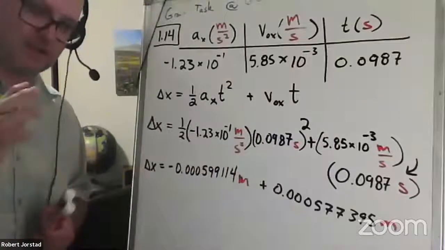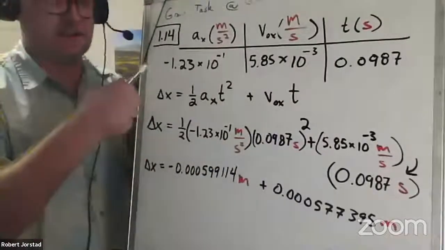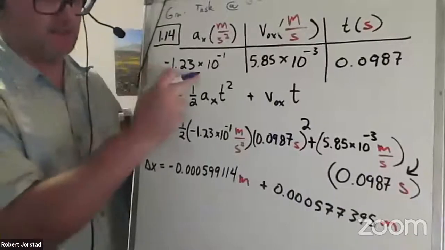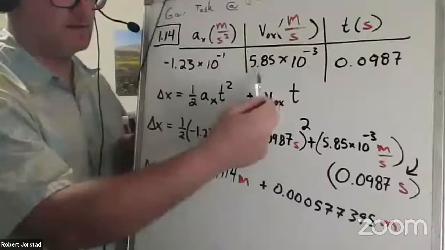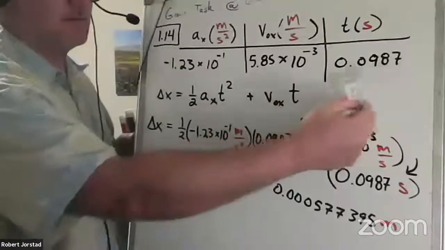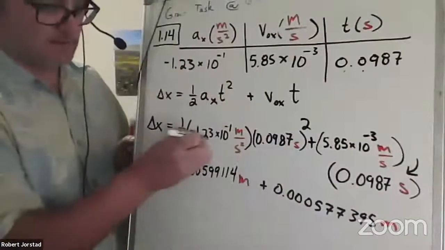And I hope you agree this one's also going to be meters, right? Now I want to talk about sig figs. Look at these numbers up top. How many sig figs does this number have? 3. This one? 3. And this one? 3. These are leading zeros, never significant. So these all have 3 sig figs.